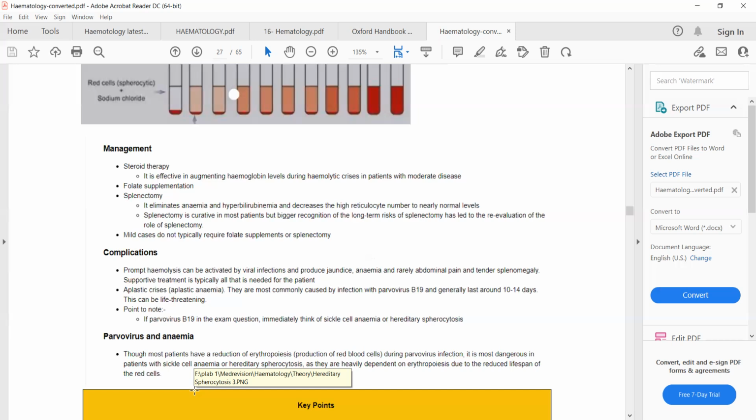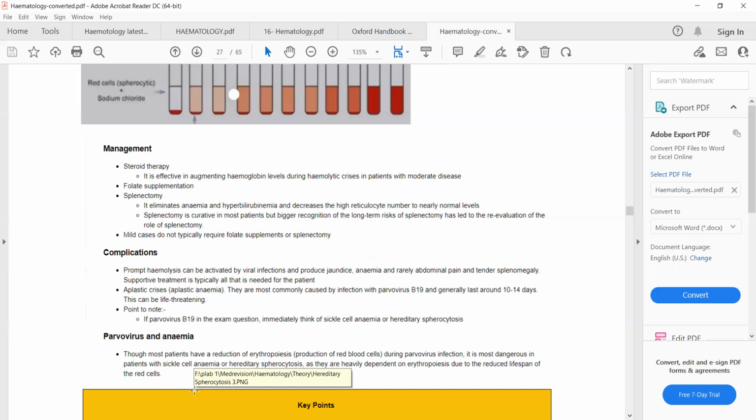So in the Plab 1 exam, whenever you see parvovirus B19 in the exam questions, you should immediately think of sickle cell anemia and hereditary spherocytosis, because parvovirus can cause bone marrow suppression. It can cause a reduction of erythropoiesis even in normal people, in people without sickle cell anemia or hereditary spherocytosis.